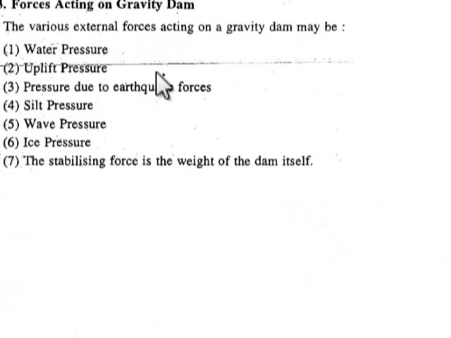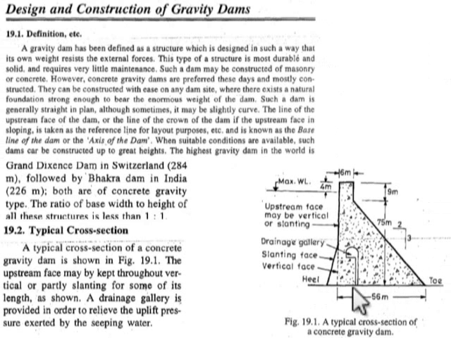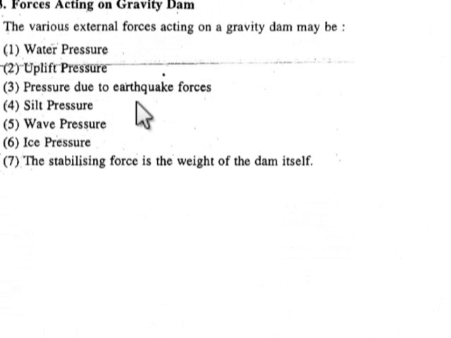Now we talk about the various forces. There are 7 types of forces acting on a gravity dam. Water pressure, naturally. Uplift pressure will act here due to the water seepage. Then pressure due to earthquake forces, which depends on the earthquake.